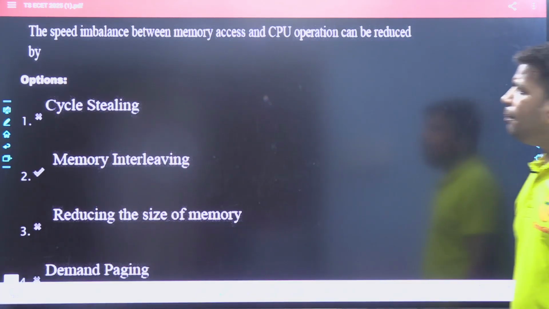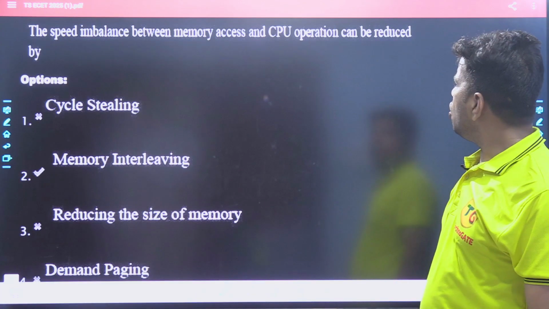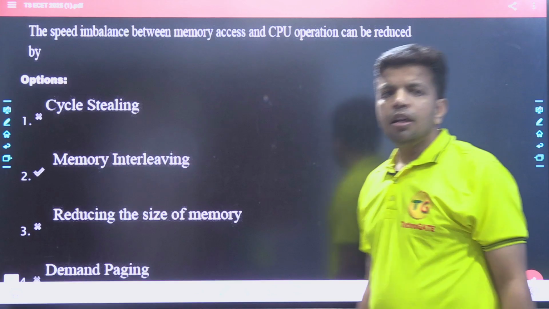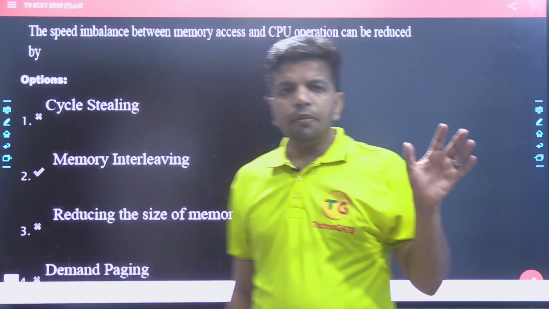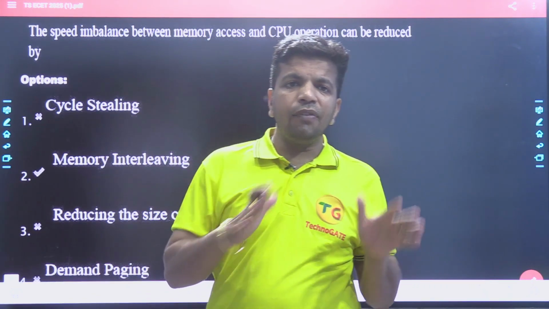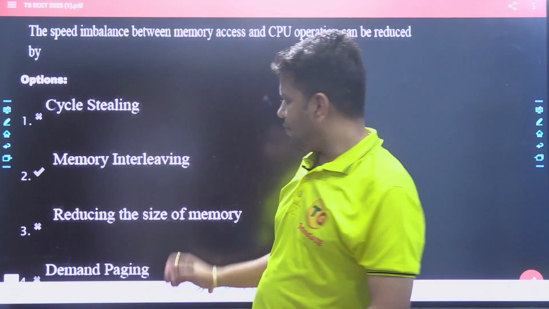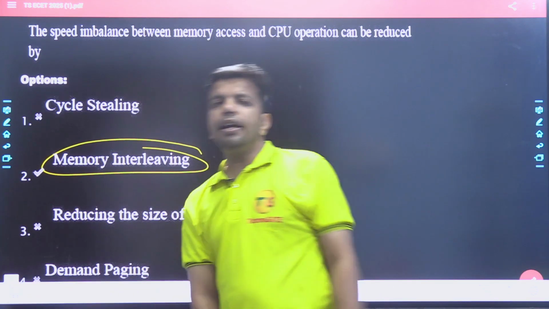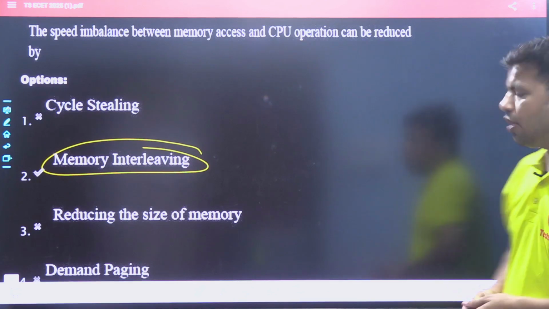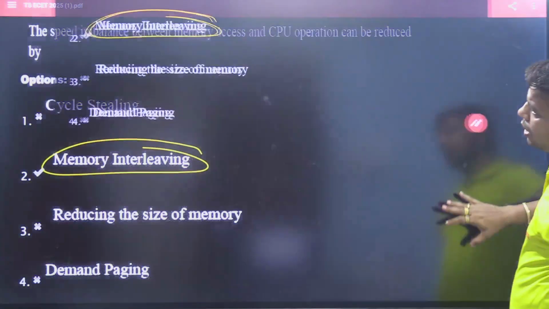The speed imbalance between memory access and CPU operation can be reduced by? If there is some speed mismatch between memory access and CPU operation, then you need to use the memory interleaving concept. Memory interleaving is a very important concept. Let's move to the next.